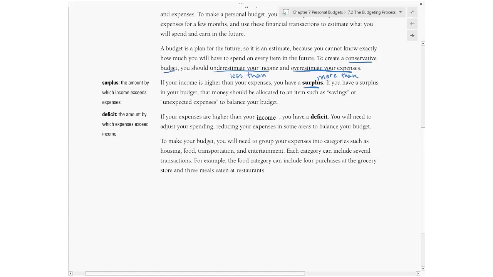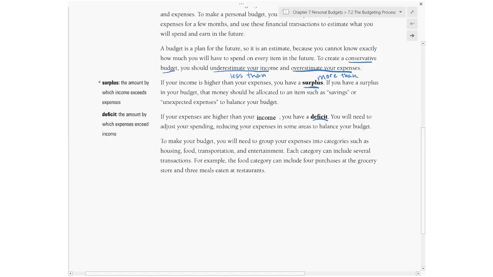And if your expenses are higher than your income, you have what you call a deficit. And so then you're going to need to adjust your spending and reduce your expenses so that you can balance your budget, because if you run a deficit, you're going to have to pay that back at some point, and you're not going to have money to do it.